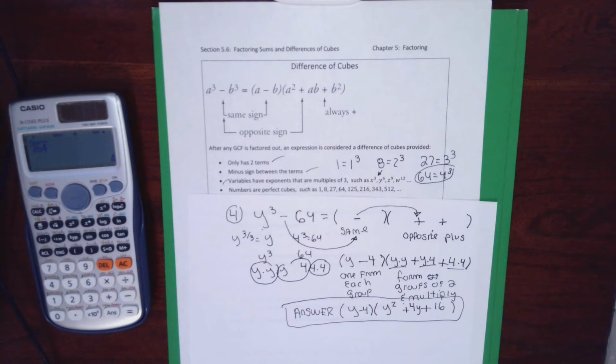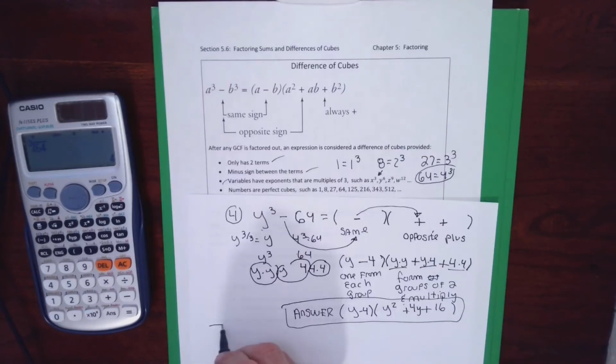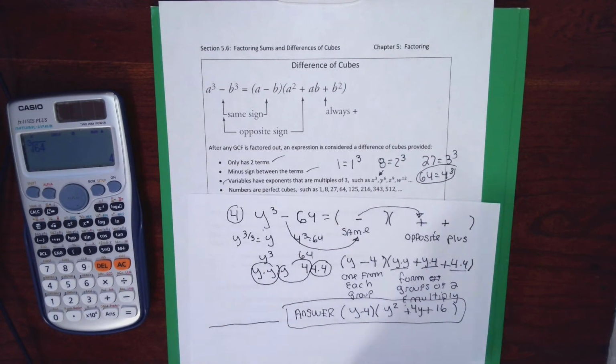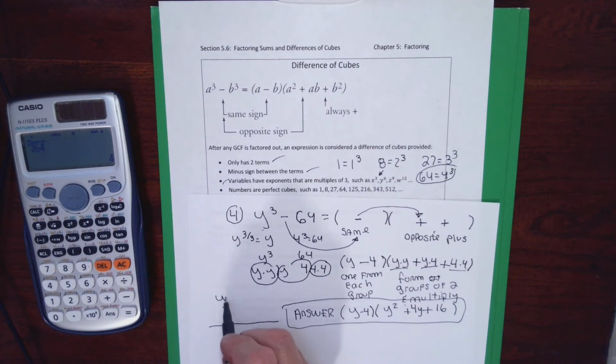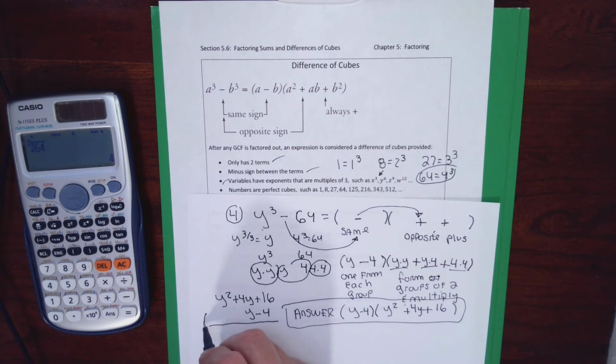Let me show you how to check. To check is kind of ugly. It's some of the multiplication that we did in chapter 4, some of the ugly multiplication that we did. So to check, I'm going to do horizontal multiplication. I'm going to put the second factor on top of the first factor. The second factor is y squared plus 4y plus 16. The first factor is y minus 4. Put a times sign indicating that I'm multiplying.